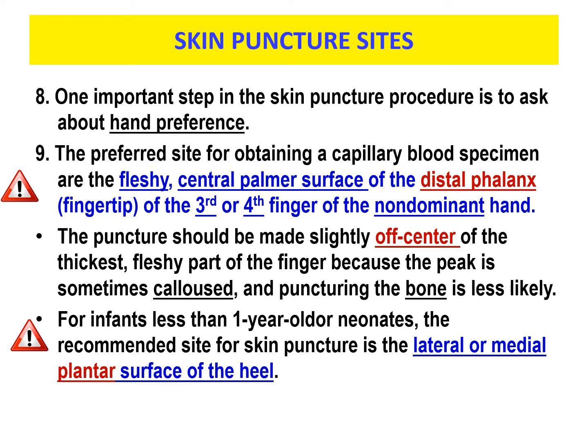Now, we know we never use our thumb because it has an artery in it. We know we never use our pinky because it has that bone, and we don't want to take the risk of actually hitting that bone and causing osteomyelitis, right? So we know that it's important, right, to warm our site and to choose the appropriate finger and then choose the appropriate site. Because remember, that puncture should be made slightly off center of the thickest fleshy part of that finger, right, towards the end of the finger. The peak is sometimes calloused and puncturing the bone is less likely.